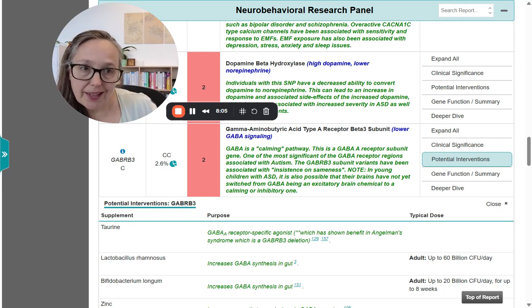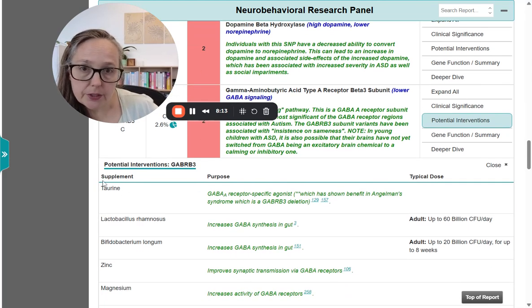And so if we see that she has some problems with that GABA signaling pathway, how do we address that? And there are a lot of ways we can do that. Taurine is an amino acid, but it helps to support or helps to stimulate those same receptors. And that's actually been used in some genetic syndromes where there's actually a complete deletion of this gene and not just a slowed down, less effective version of it.